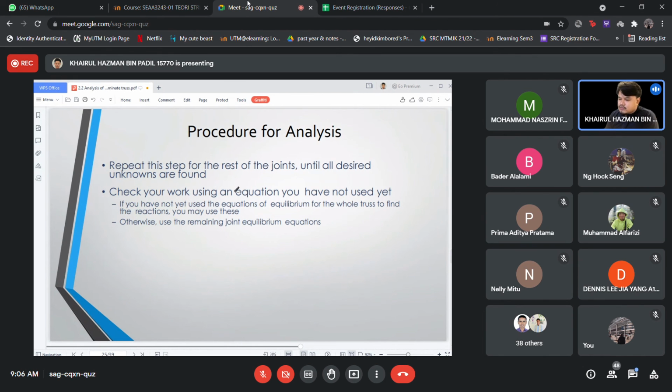Check your work using an equation you have not used yet. If you have not yet used the equation of equilibrium for the whole truss to find the reactions, you may use this. Otherwise, use the remaining joint equilibrium equation. Okay.